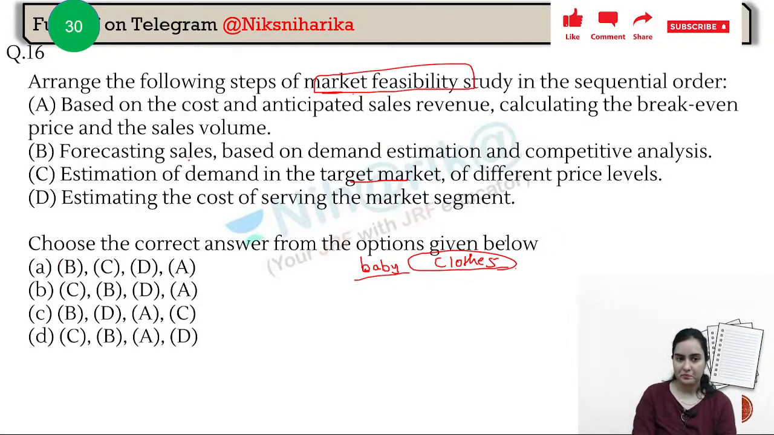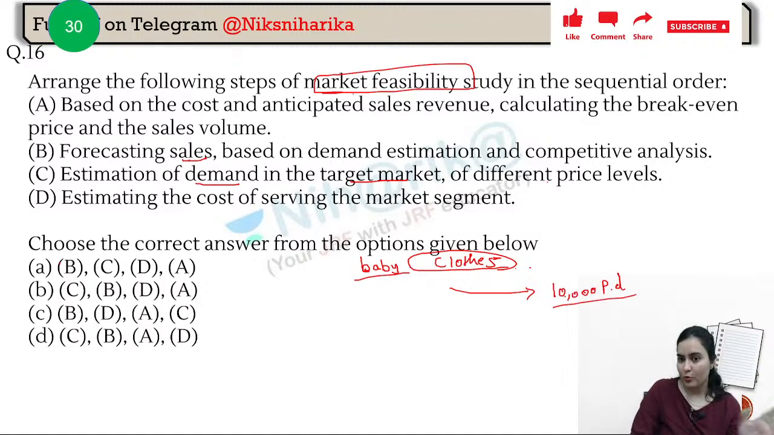Now, estimation of the demand in the target market at different price levels. What will you do first? You will first estimate the demand in the market, that how many baby clothes or retro fashion clothes people are demanding, or you will directly first forecast the sale. You will first see the demand, isn't it, that what actually people demand. Do people demand maybe 10,000 products per day in your particular state? Is that your demand? Then we will forecast.